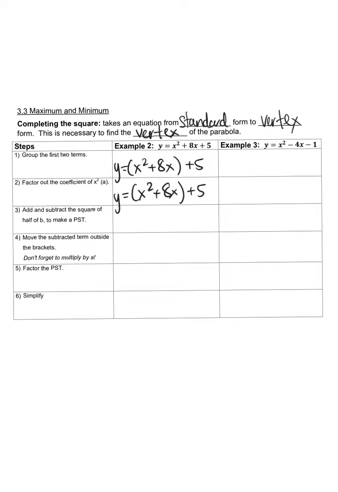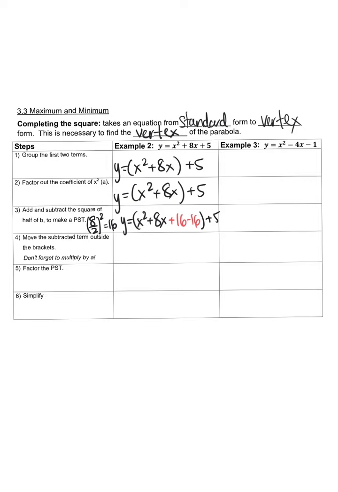Next step is we're going to add and subtract the square of half of b to make it a perfect square trinomial. So we're going to take our b value, which is 8, and then we're going to take half of 8, which is 4, and square it, which is 16. Now I'm going to add 16 and subtract 16 because really that's a net of 0. We don't really want to change it. We're just rearranging it so we can get our perfect square trinomial.